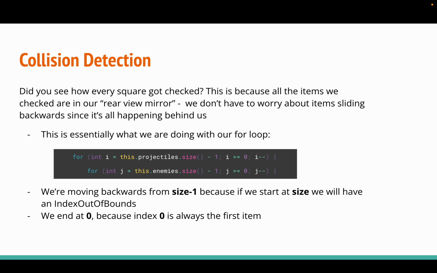So did you see how every square got checked? This is because all of the items we checked are in our rear view mirror. We don't have to worry about items sliding backwards because it's all happening behind us. That is essentially what we're doing with our second example for our for loop. We're moving backwards from size - 1 because if we start at size, we're going to have an index out of bounds. And we end at 0 because index 0 is always the first item.